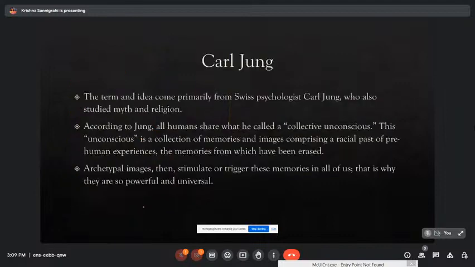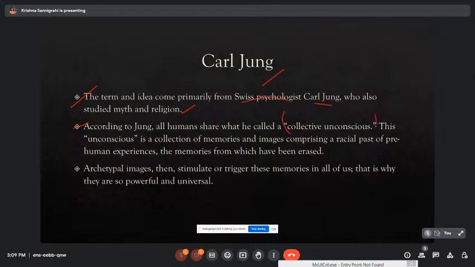Now we are reading the first theorist of archetypal criticism, who is Carl Jung. The term and idea come primarily from the Swiss psychologist Carl Jung, who also studied myth and religion. He came up with the idea of archetypal criticism. According to Jung, all humans share what he called the collective unconscious.